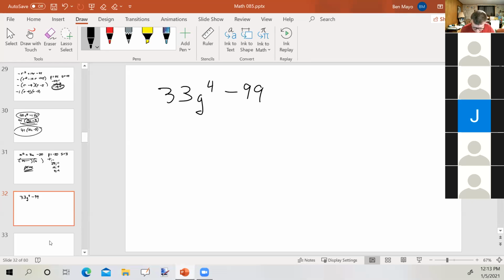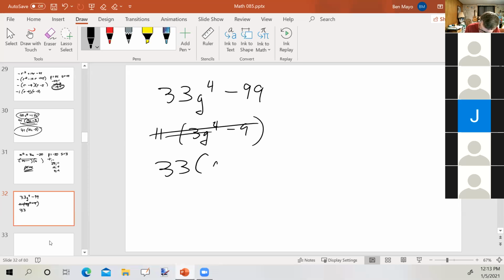11. Okay, let's see. 11, this would be what? 3g to the 4th minus 9. Is there something else I could take out from the parentheses? Would it be 33? Right, right. So we take out a 33. There you go. And that's all we can do with that.